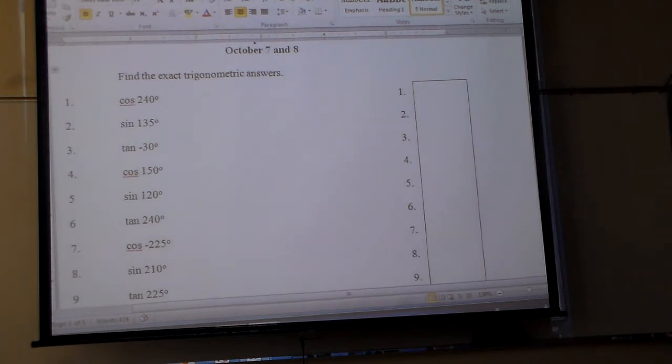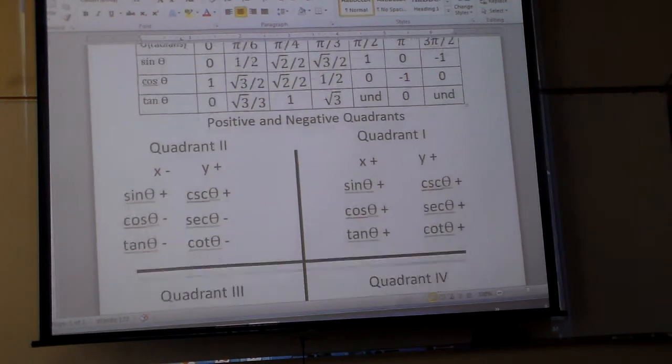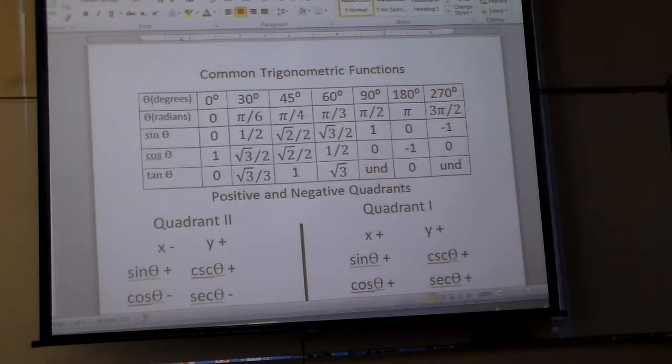60 degrees, right? So if it is 60 degrees from there, look up here on the chart and find 60 degrees. And what is cosine? 1/2. Now the question is, what quadrant is 240 in? It's in quadrant 3. And cosine is negative there. So your answer will simply be negative 1/2.